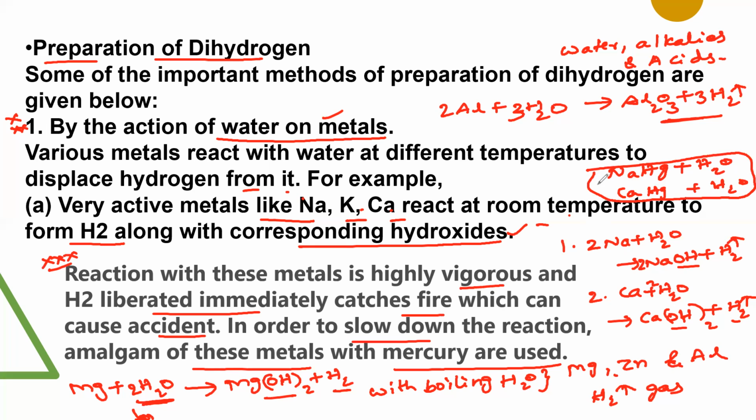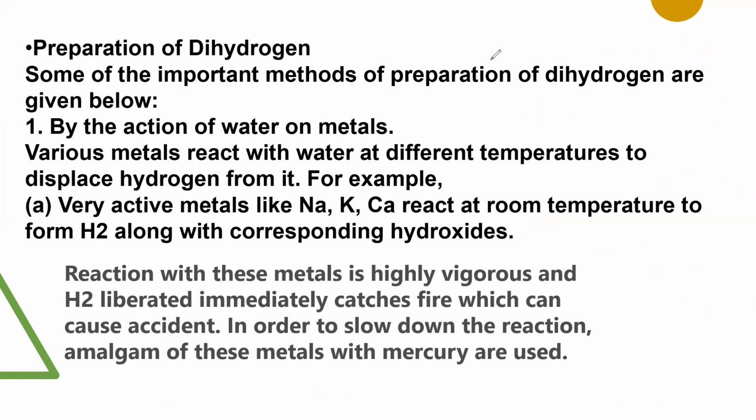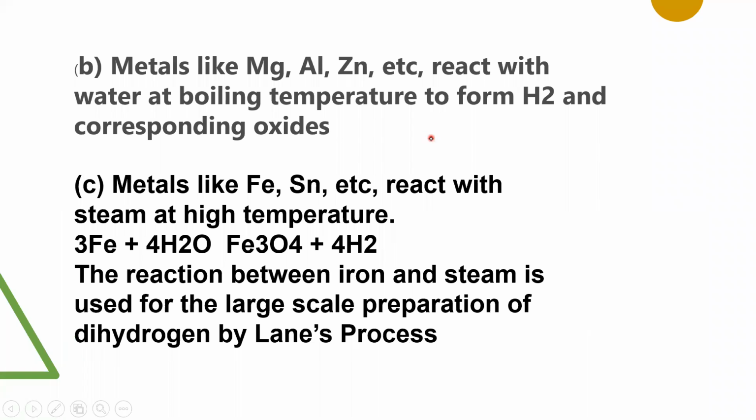All these points you have to make a note in your classwork, then only you can understand. Otherwise, it's very difficult to understand. So please make a note of all these points. Next continuation. Second preparation. Metals like magnesium, aluminum, zinc, etc. react with water at boiling temperatures only to form hydrogen gas and corresponding oxides. As I told you, magnesium, aluminum, zinc react with water at boiling temperatures to form hydrogen and corresponding oxides.